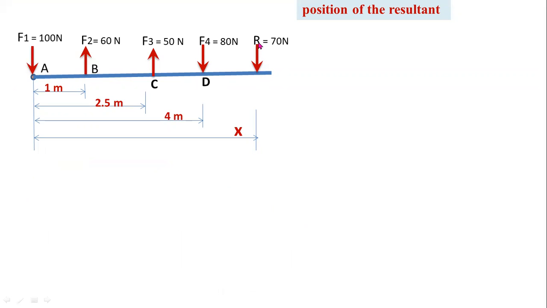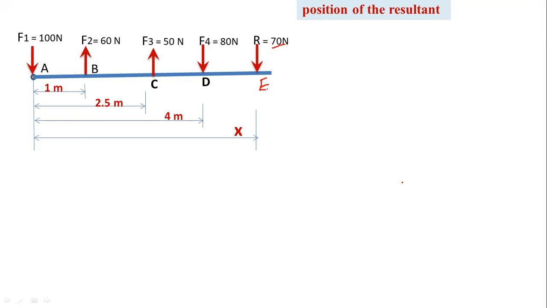Let the resultant force act at a point here. I consider this point as E. I don't know the position of the resultant. Let x be the distance. This resultant force acts at a distance x from point A. So here the value of Fy equals minus 70. That's why you have to consider negative sign for downward direction, and the value of the resultant equals 70 newtons.